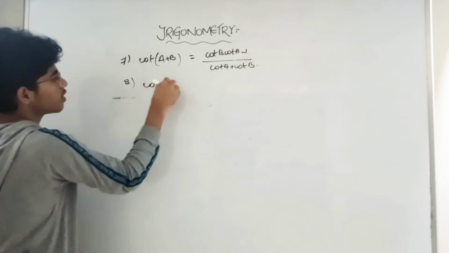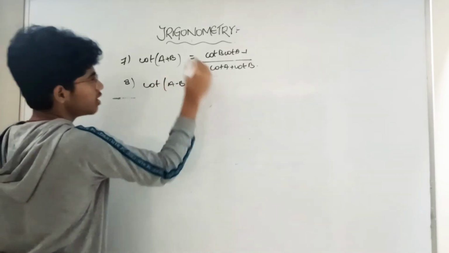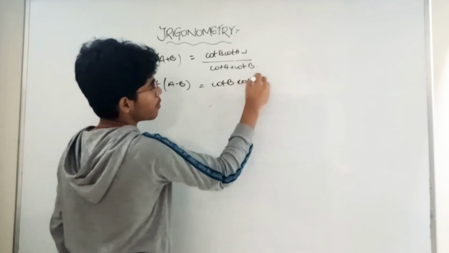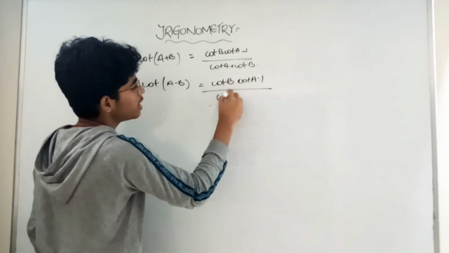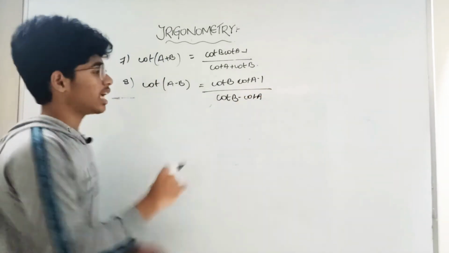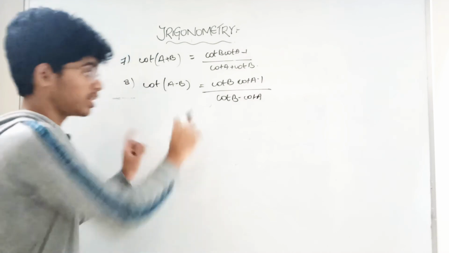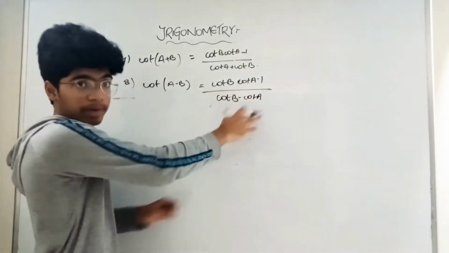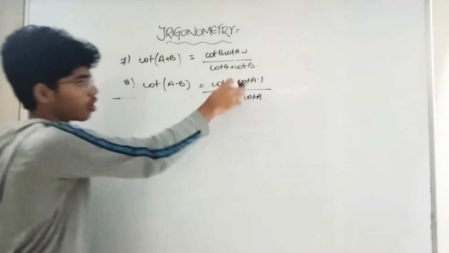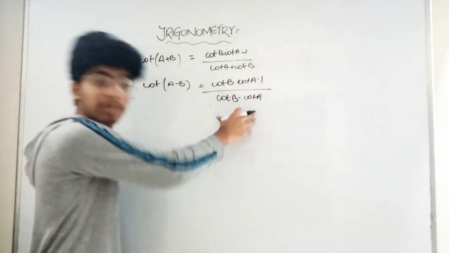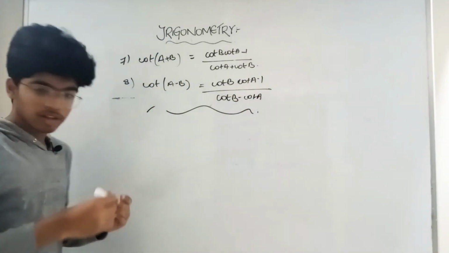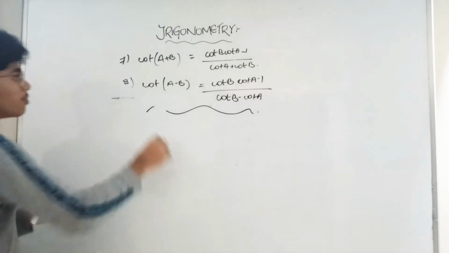So cot of a minus b. This is cot b cot a minus 1 by cot b minus cot a. See, generally in all formulae we have a minus b, x minus y, like that. But this is different. This is cot b minus cot a. When cot of a minus b is there, we have cot b cot a minus 1 by cot b minus cot a. These are the 4 trigonometric ratios we have compound angles for.